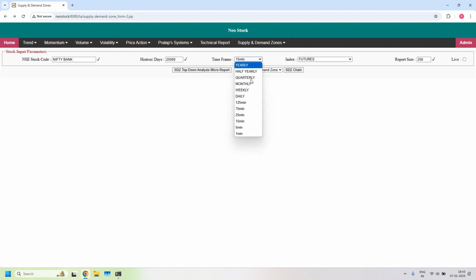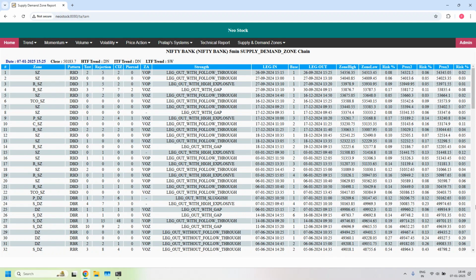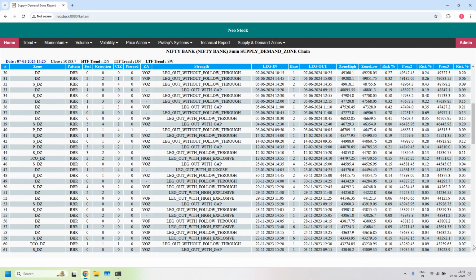Next, 5 minutes supply demand zone chain for BANKNIFTY. We have few 5 minutes demand zones. I am scrolling the list down for your reference. So this is about BANKNIFTY supply demand zone chain.